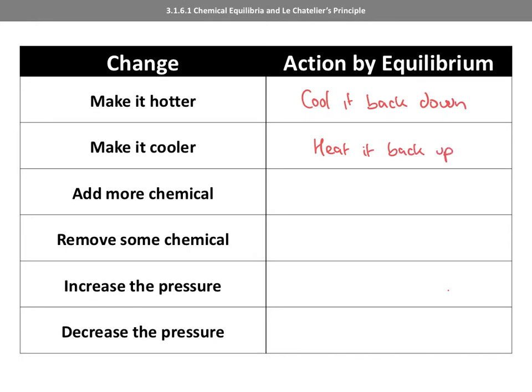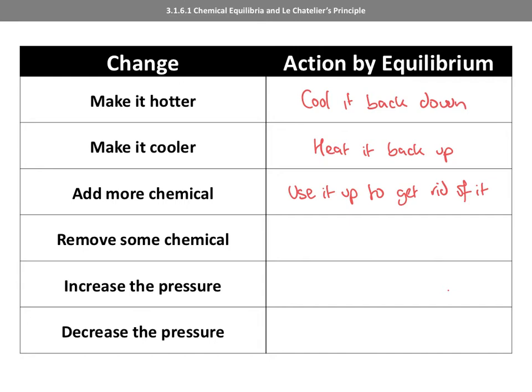If we added more chemicals, it could be one of the reactants, could be one of the products, it doesn't matter. If we add more chemical, what could the action by equilibrium be? How could it restore balance, as it were? It's going to use it up. Whatever we add, it's going to use it up to get rid of it. So it's trying to cancel our change, right? That's what it's trying to do.